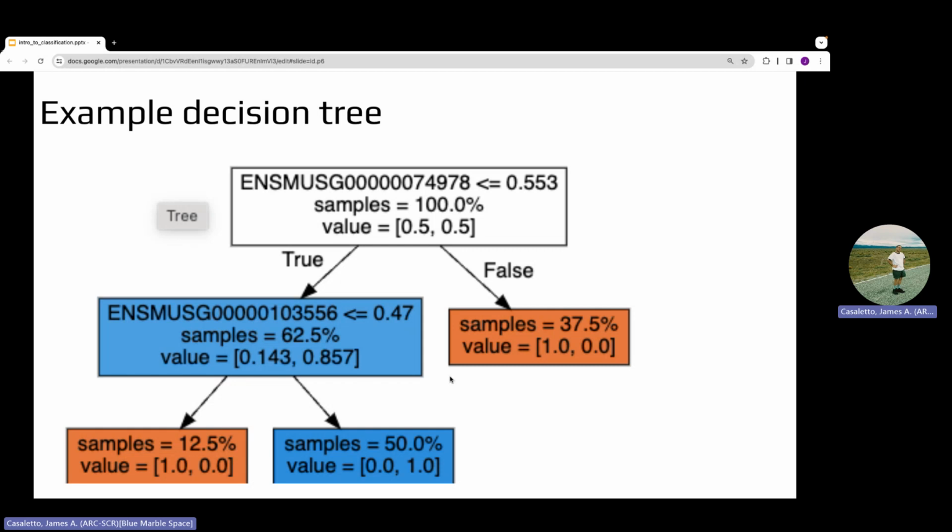So you can see that the percentage of all the node's children must add up to that node's percentage of the samples. In this case, 12.5% plus 50% equals 62.5%. Going back to the first question at the root node in level 0, if the answer is false, then all of those samples, which constitute the remaining 37.5% of the data, are classified as low.